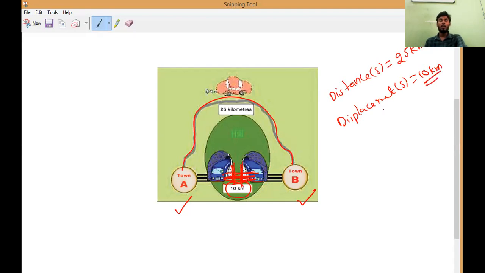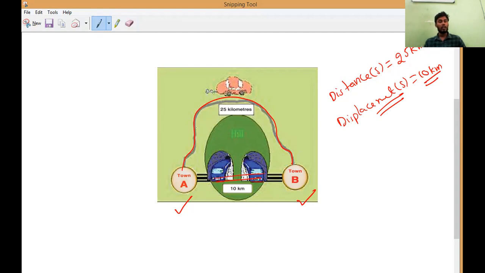Sir, you said every length of the path is distance, so should we also add the 10? No, we need not add it. Either we can go by this path or this path. Understand?